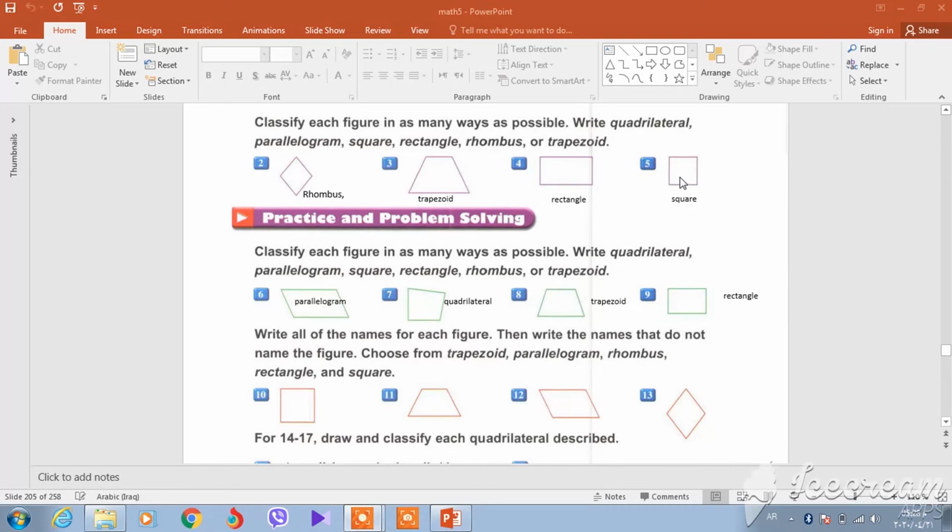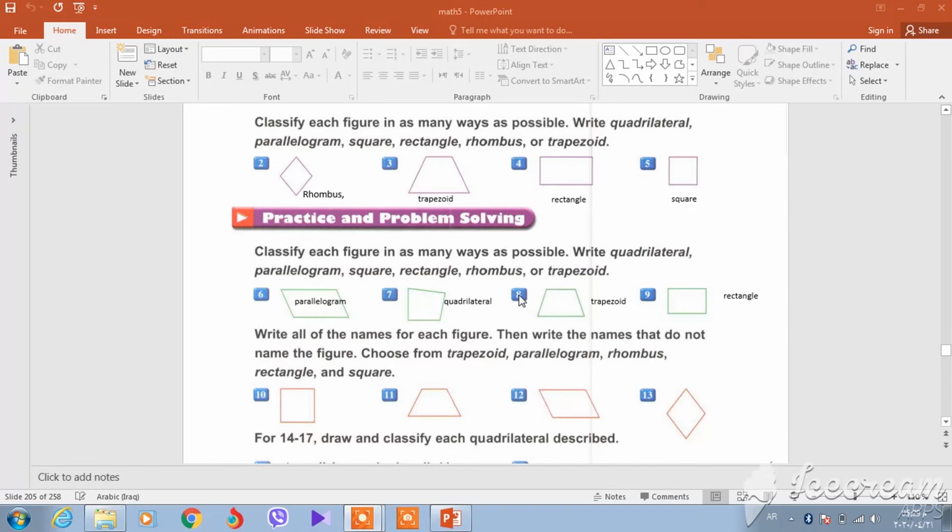However, it is also a parallelogram because two pairs are parallel. If you look at practice 6, we have a parallelogram because two sides are parallel, and we have a general quadrilateral because we have four sides and four angles. And number 7 is just a quadrilateral because it's not a rhombus, parallelogram, trapezoid, rectangle or square.